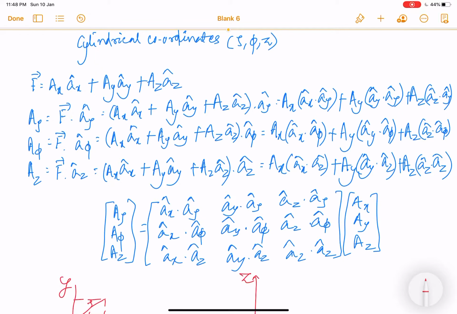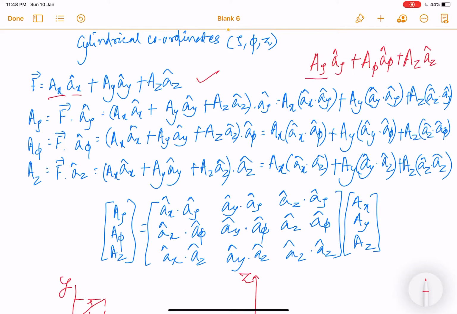How can I convert a vector f, with this magnitude and this direction in Cartesian coordinates, into cylindrical form, using cylindrical coordinates in the form of a vector? As in, how can I write it in this form: A rho cap plus A phi cap plus A z cap.